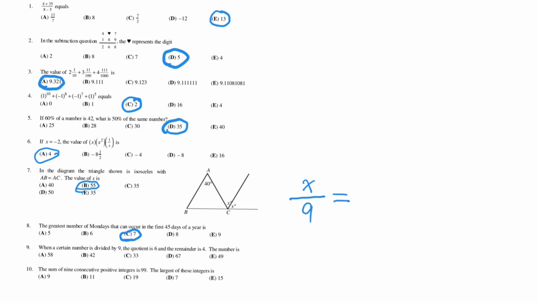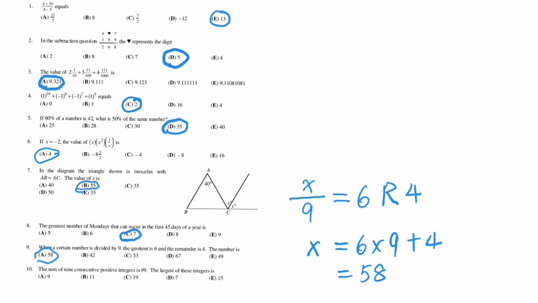The quotient is 6 and the remainder is 4. So x equals 6 times 9 plus the remainder 4. 6 times 9 is 54, plus 4 is 58. So the answer is A.